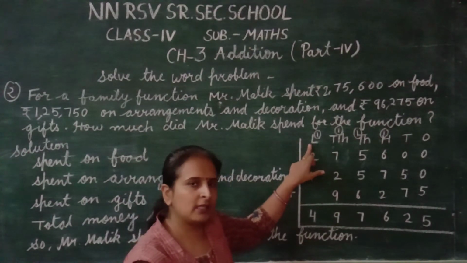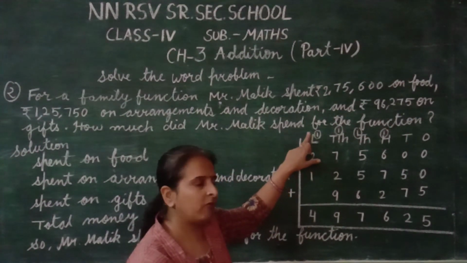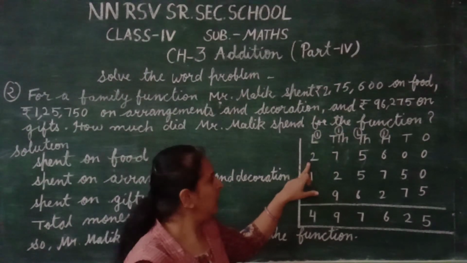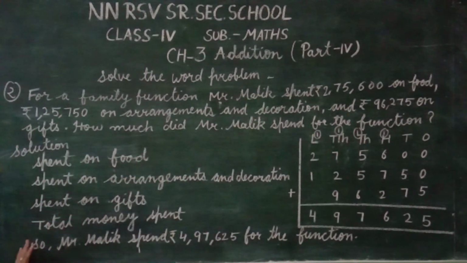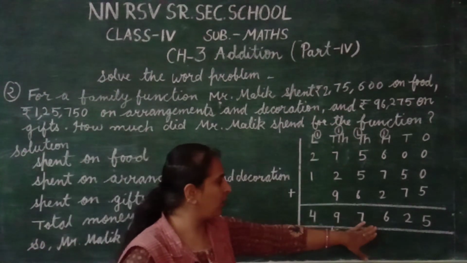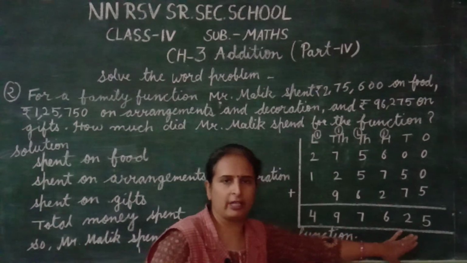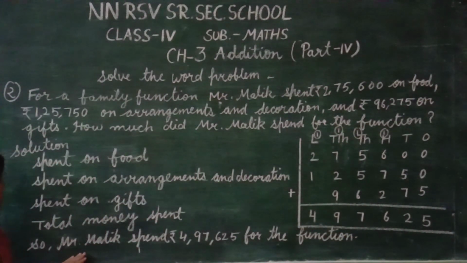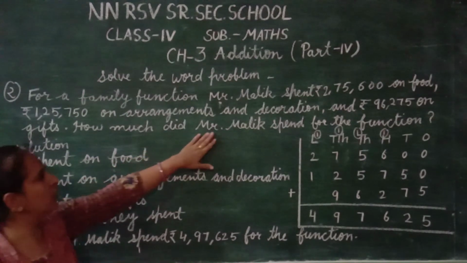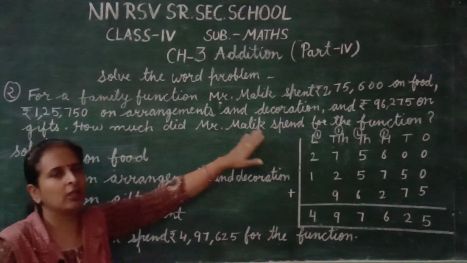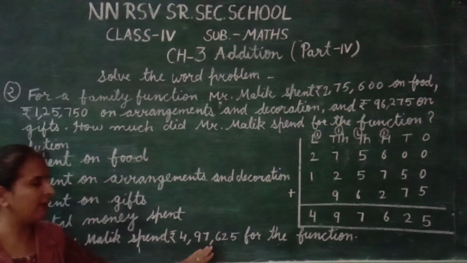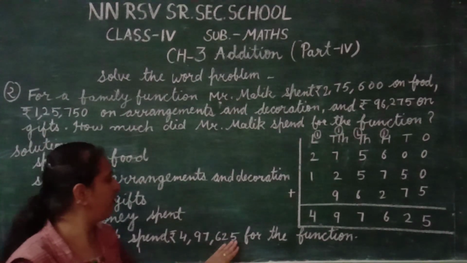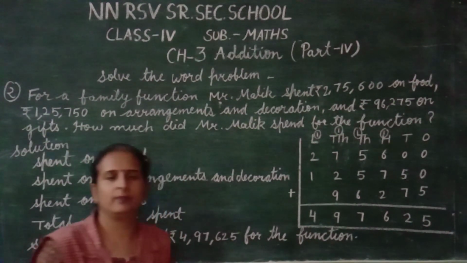Move to the lakh place. 1 carried over. 1 plus 2, 3. 3 plus 1, 4. We can say the total amount is 4,97,625. So what did we have to find? We had to find how much money Mr. Malik spent for the function. So we can say Mr. Malik spent rupees 4,97,625 for the function. Namaste.